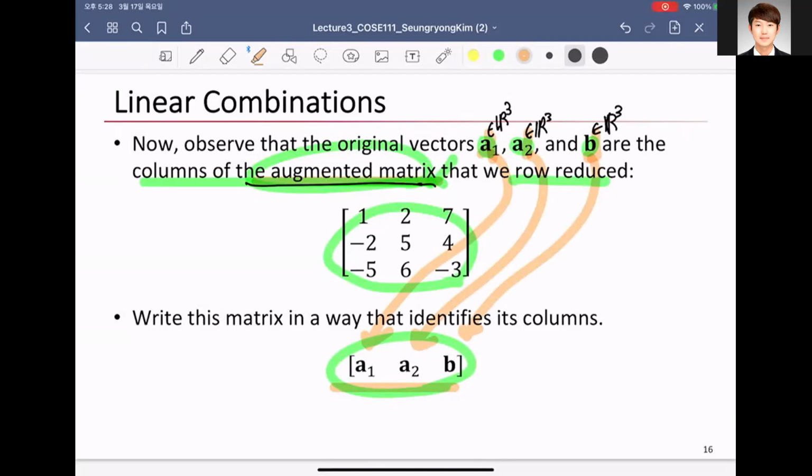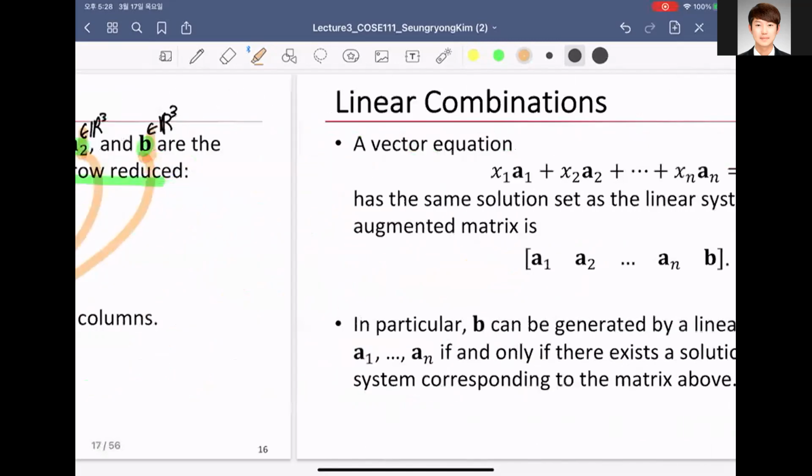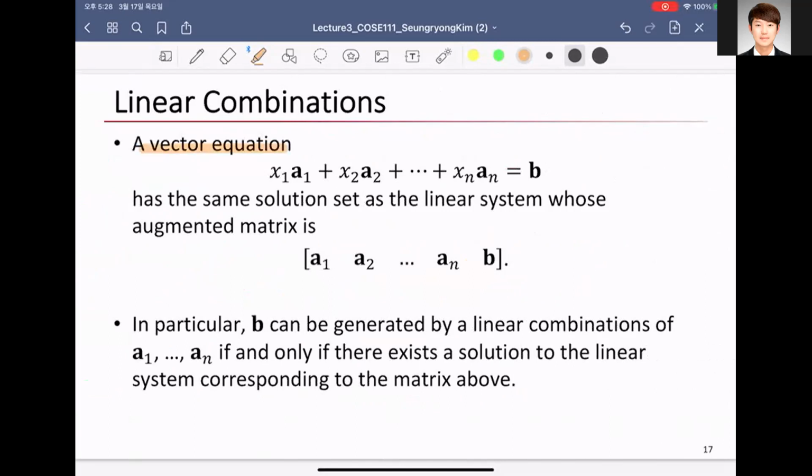In other words, a vector equation x1 a1 plus x2 a2 up to xn an is equal to p. This kind of linear system, vector equation, has the same solution set as the linear system whose augmented matrix is a1, a2, an, and p. In other words, the solution of this linear system and this vector equation is the same.